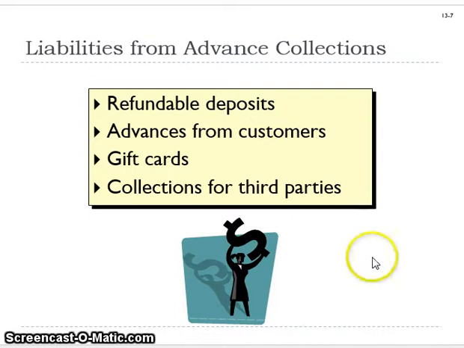All right, so here's some liabilities that we've probably never talked about in financial accounting, and this is liabilities from advance collections. Refundable deposits, advances from customers, gift cards, collections for third parties. Now let's talk about what those are. Unfortunately, I don't have any good number examples for you with refundable deposits, but the idea is that you are to return something to somebody, right?